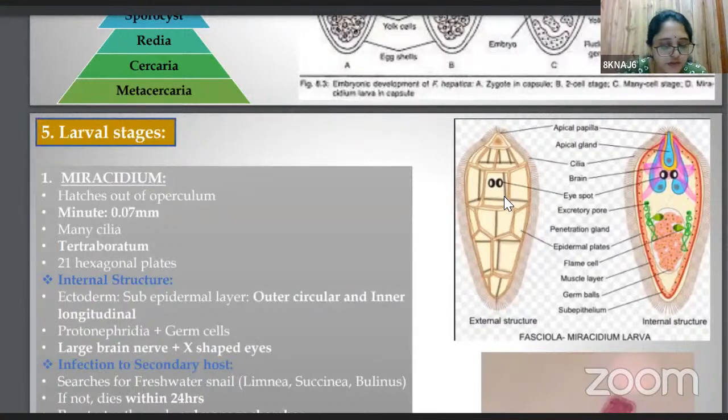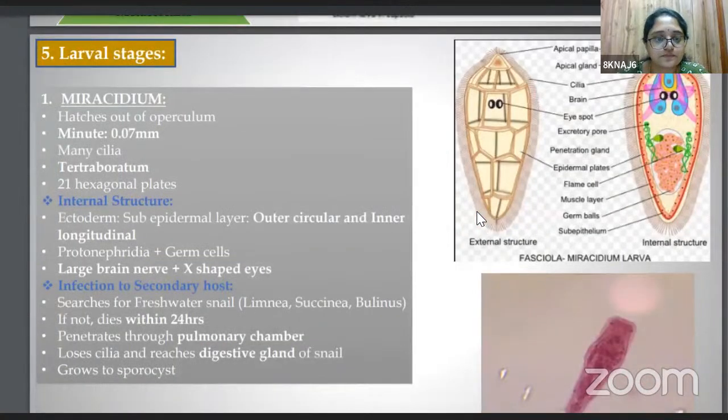Again, what happens is it differentiates into the cilia within around 4 to 15 days, in fact. It secretes a proteolytic enzyme that dissolves the operculum, and this emerges out into the water. And it has a head lobe or apical papilla. In fact, you have the apical gland, and then on each side of the apical gland you have the penetration glands. On the dorsal side there is a large brain.